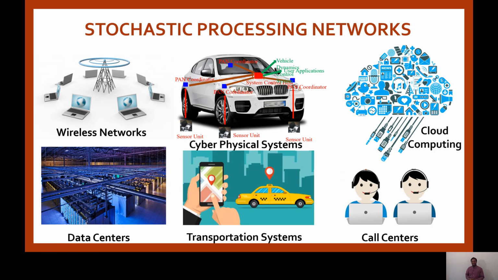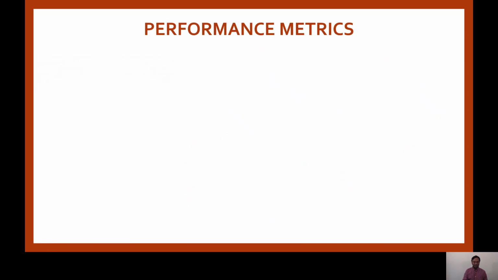And typically in these systems, we need to design control policies, scheduling, resource allocation policies that decide which set of jobs or customers or vehicles or packets to serve at each point of time. And our goal typically is to look at things such as throughput, delay, and so on. We want to maximize throughput and minimize delay. So let's briefly talk about the performance metrics that we'll be interested in.